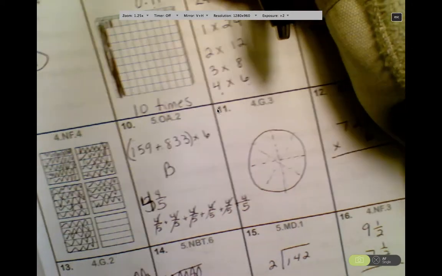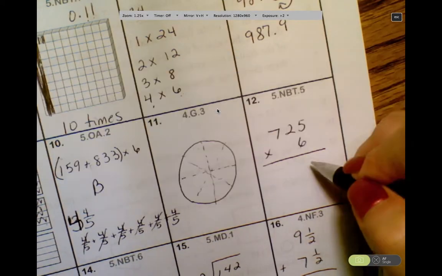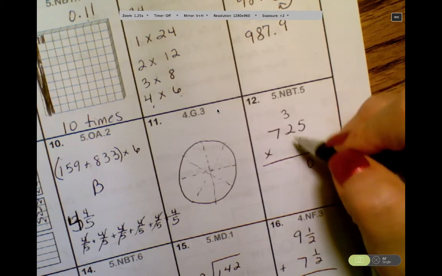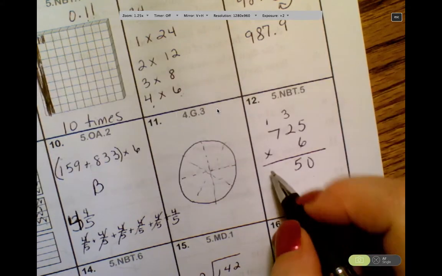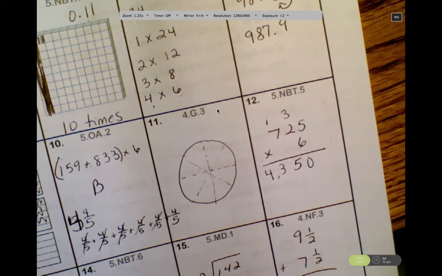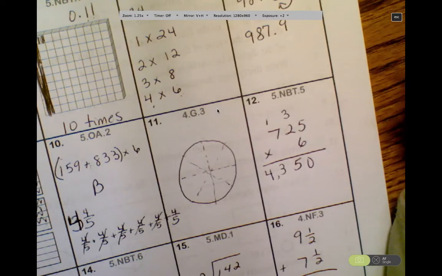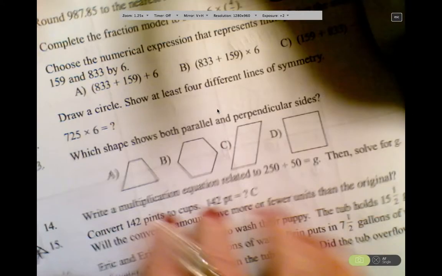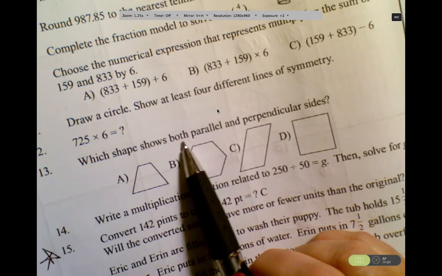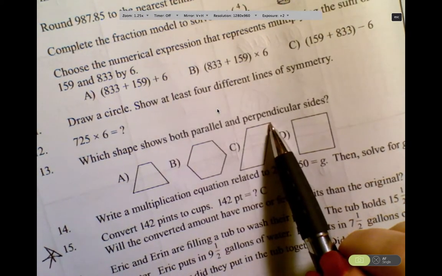Number 12, we are just multiplying. 6 times 5 is 30. 6 times 2 is 12 plus 3 is 15. 6 times 7 is 42 plus 1 is 43. So 43,350.